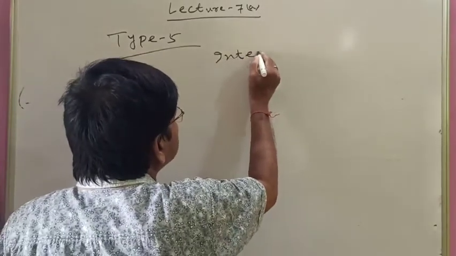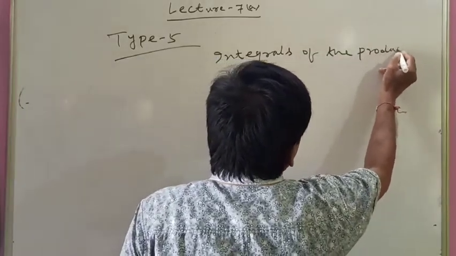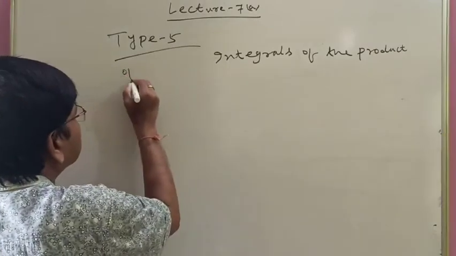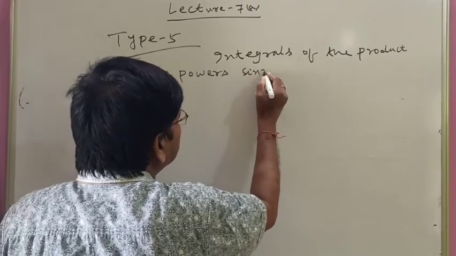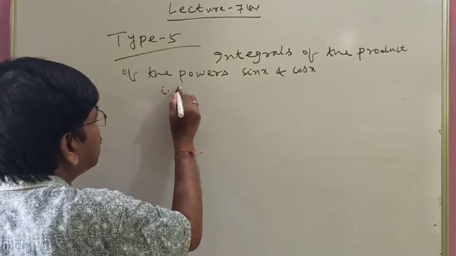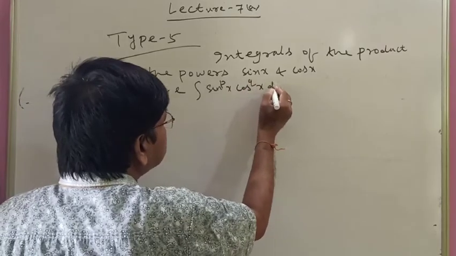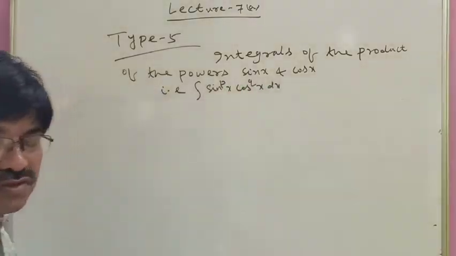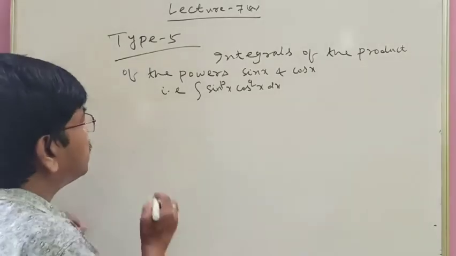Okay, so let us write type 5. That is integrals of the product of the powers of sin x and cos x. Okay, so that is integration of sin^p x into cos^q x. So sin to the power something and cos to the power something. If the type is like this, then how can you proceed? Okay. So some guidelines are there. So you remember these techniques.